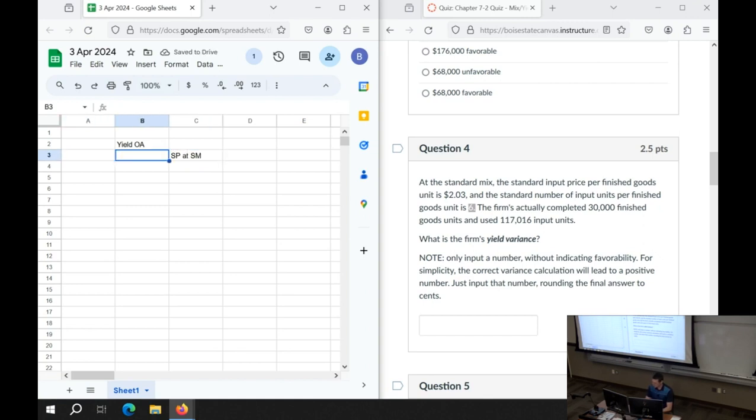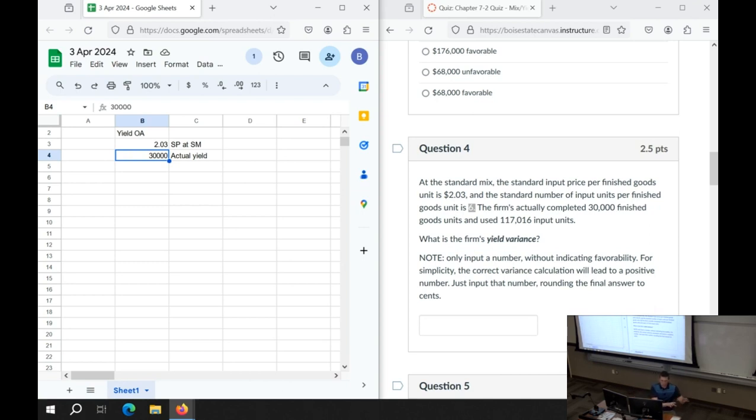Let's leave it at that. That's fine. 2.03. Oh, we have numlock. 2.03. We also have our actual yield. That's given to us. 30,000 input units. And so yield is a quantity of units, but hopefully giving it a different name helps us code it differently in our minds, because it's not the same thing as quantity that we've worked with in 7-1 and that we work with in the overhead problems.